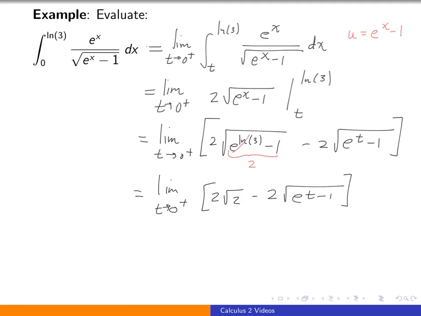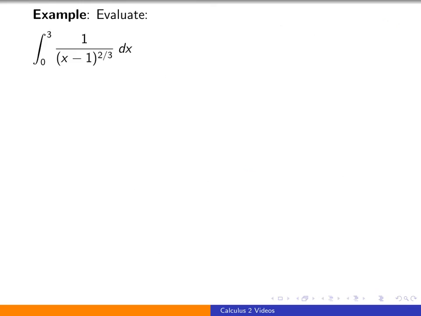And note, as t approaches 0 from the right, e to the t itself is going to 1, and the square root of 1 minus 1 is 0. So this second piece is approaching 0, and the limit of a constant is that constant. And now one last example.